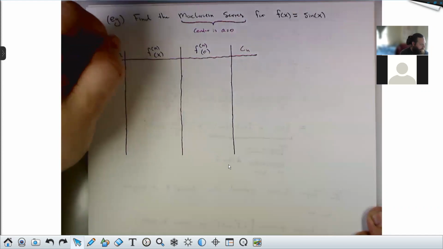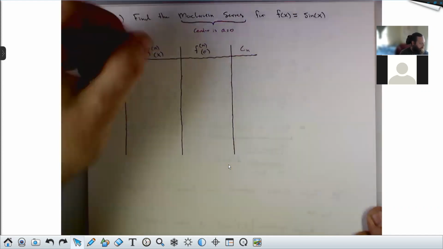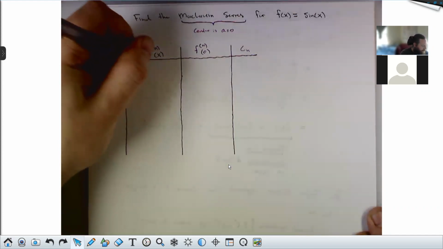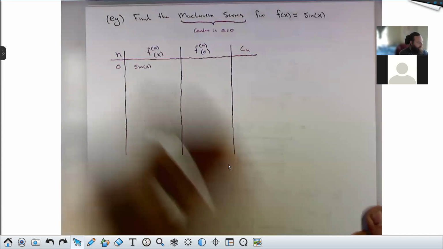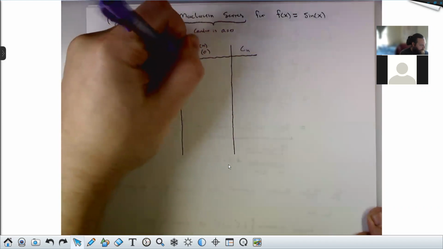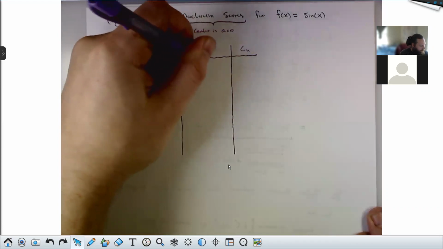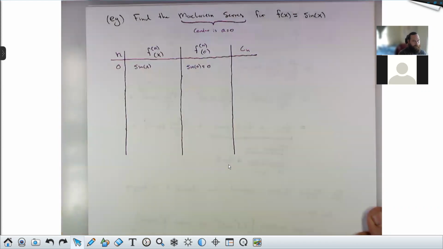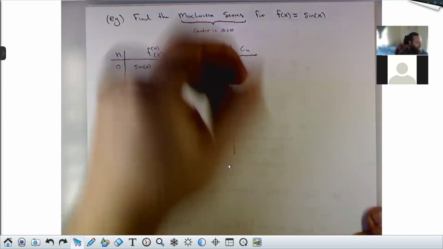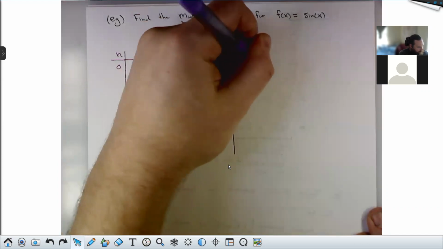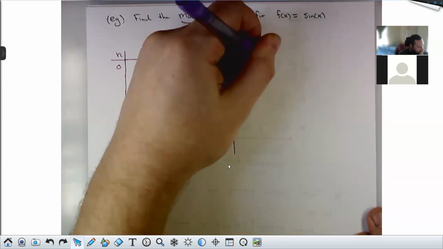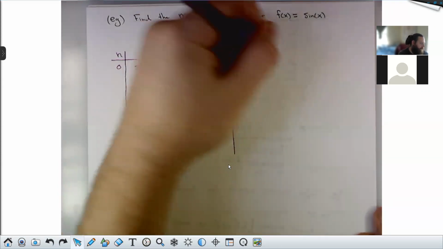So if n is 0, if I differentiate sine x 0 times, then I have sine x. If I plug in 0 for x, then I have the sine of 0, which is 0. So C0 is 0 over 0 factorial, which is 0 over 1, which is just 0.